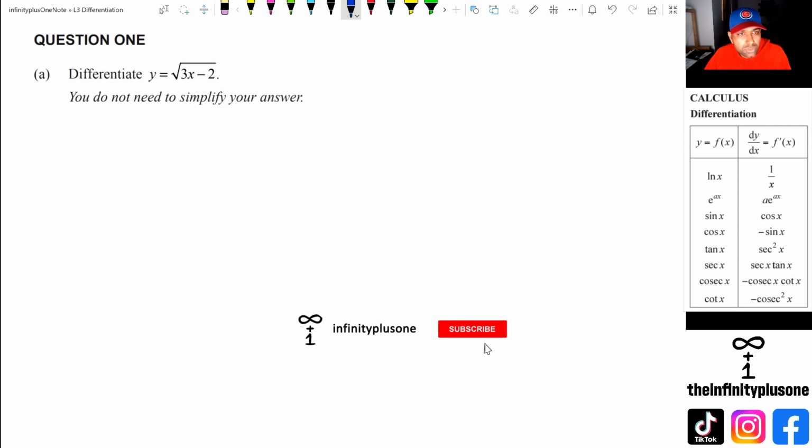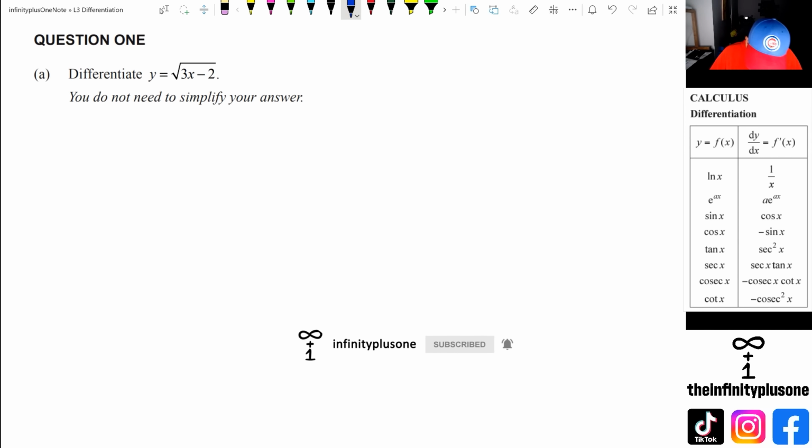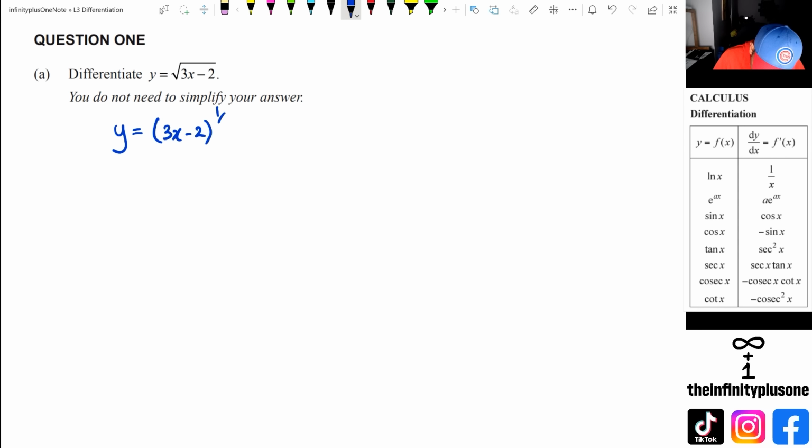Alright, so with question 1, what we've got is the square root of 3x minus 2. The way I'm going to write this is I'm going to rewrite it as (3x - 2) to the power of a half, because it's going to make it easier for me to differentiate it. The next step is I am going to differentiate this, but I'll be using the chain rule, which means my half is going to come in the front, (3x - 2). Now a half take away 1 is going to be negative half.